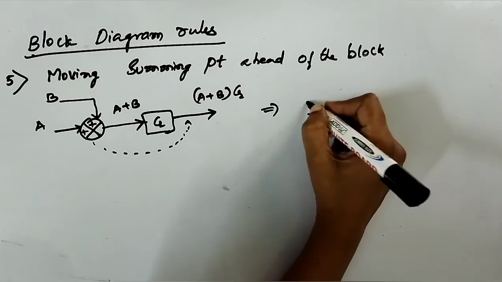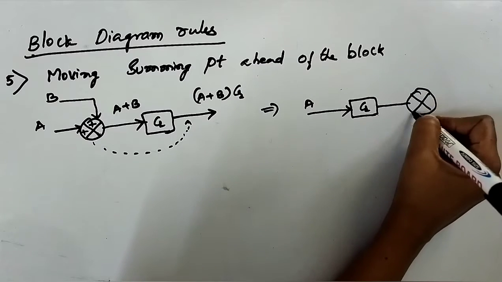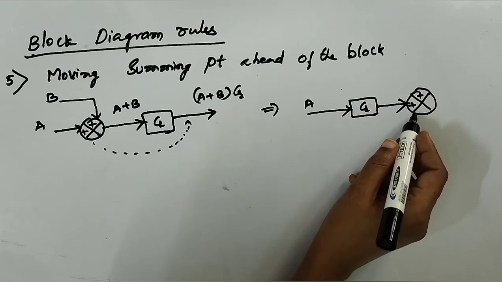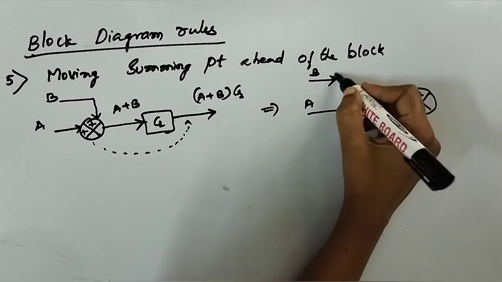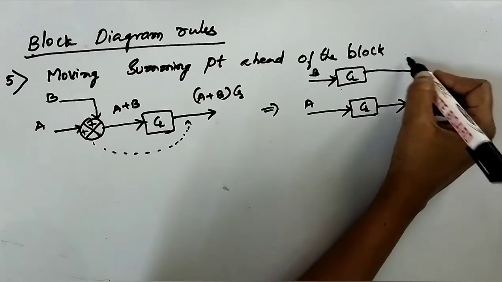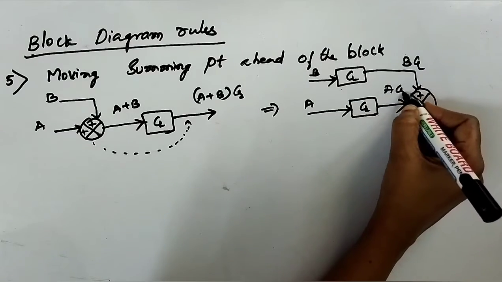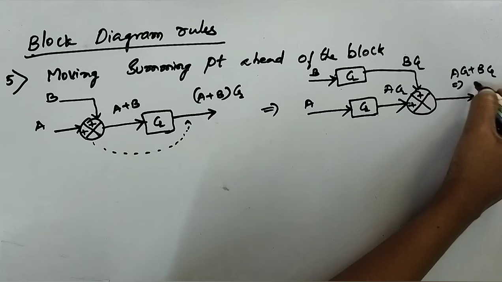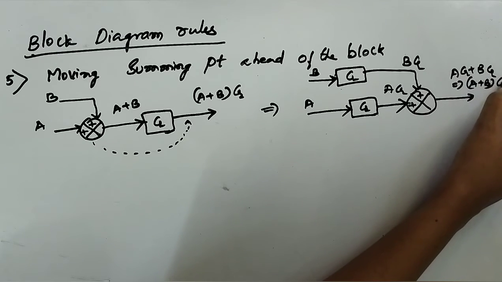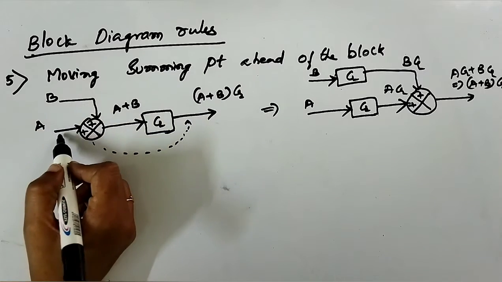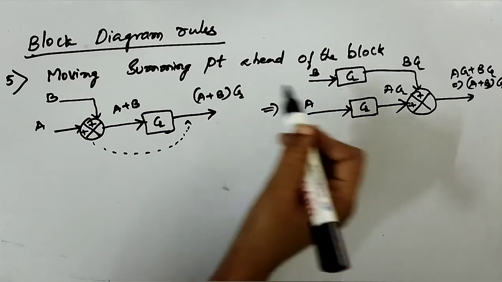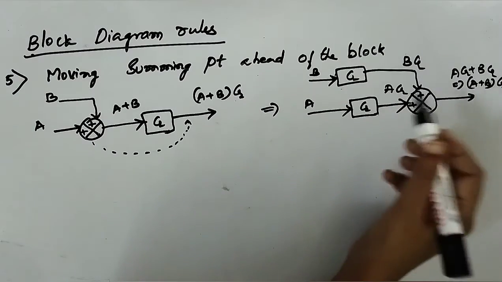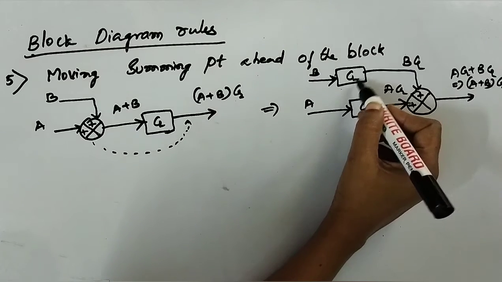G. This is the summing point, plus. The summing point is moved from here to this side. B, G. A into G gives us A G plus B G, that is nothing but A plus B into G. So A and B are the inputs here. Similarly, A and B are the inputs, and A plus B into G is the output here as well as here. The only thing is, we are adding G in the other path.